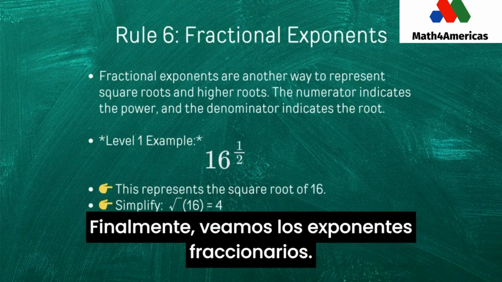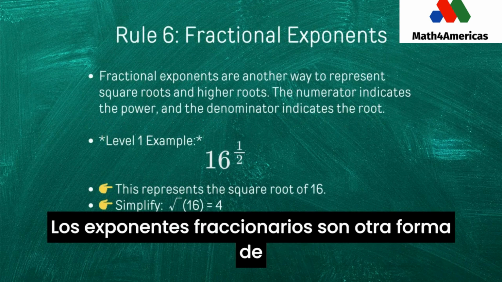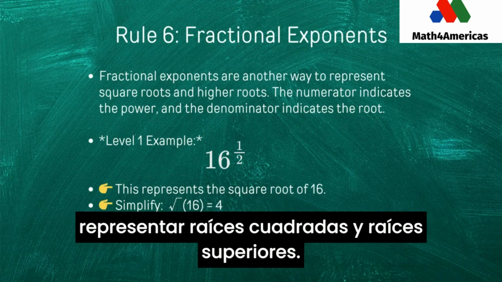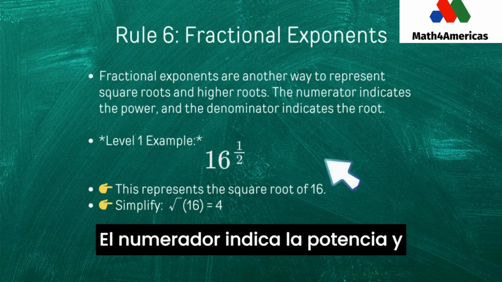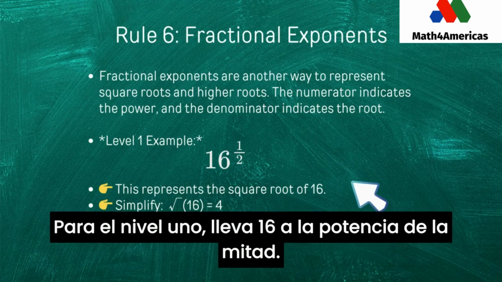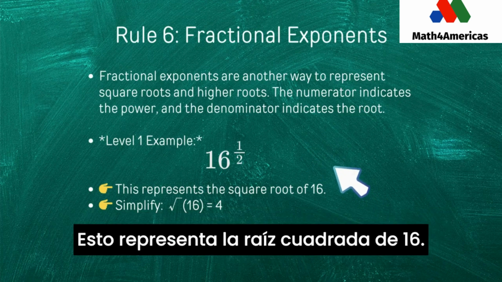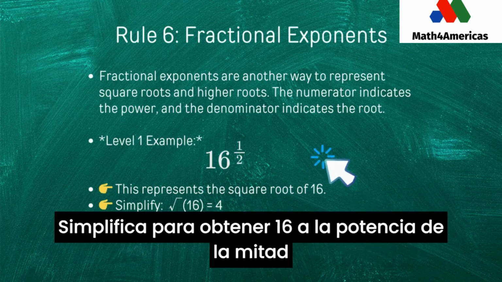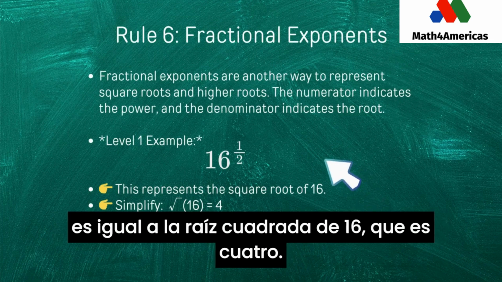Finally, let's look at fractional exponents. Fractional exponents are another way to represent square roots and higher roots. The numerator indicates the power, and the denominator indicates the root. For level 1, take 16 to the power of 1/2. This represents the square root of 16. Simplify to get 16 to the power of 1/2 equals the square root of 16, which is 4.